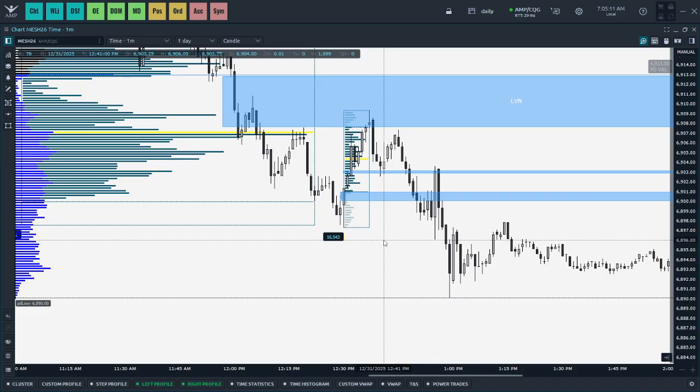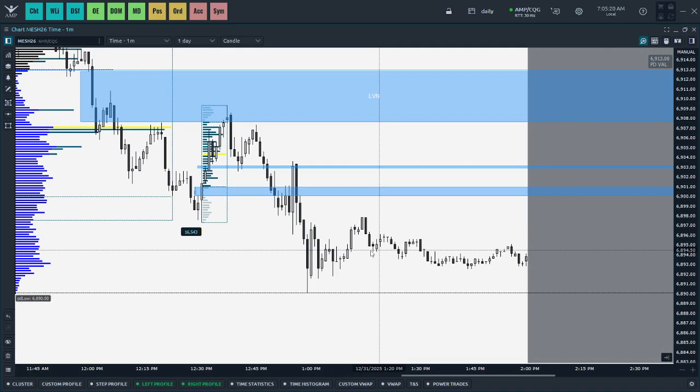Okay, so now that we've identified our LVN, we then flipped, and our entry and our continuation was on the previous day low. As you can see, we got a rejection off of that previous day low.